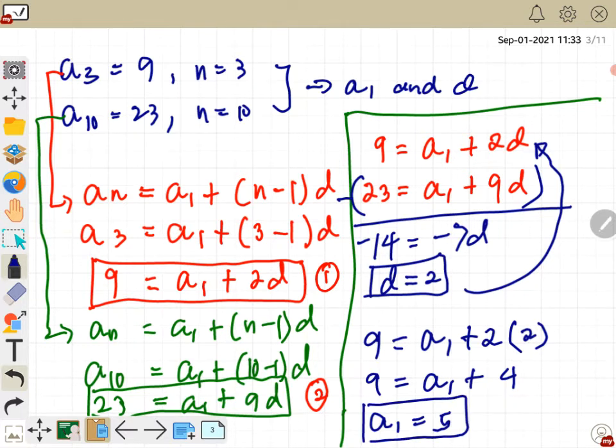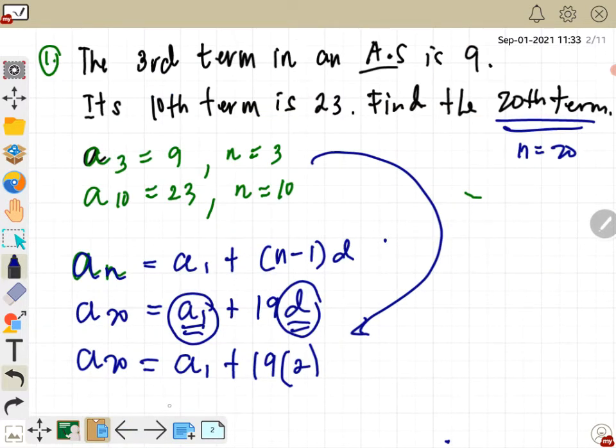Oh, so we have now our first term as 5. So we will substitute our d. We substituted already our value of d. We will substitute now our value of a1 in our sequence. So we have a sub 20. This is 5. And this is 19 times 2 is 38. And yeah, we have our 20th term, which is 43.